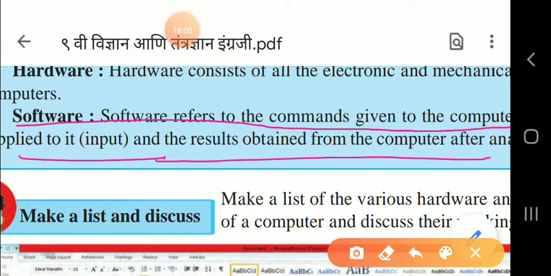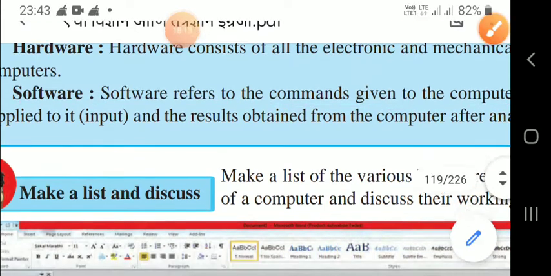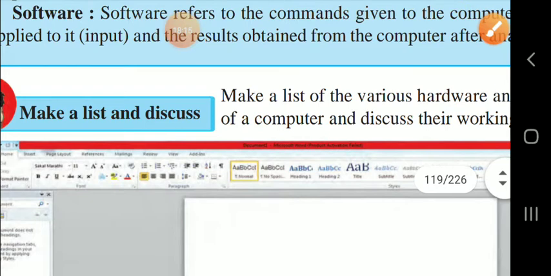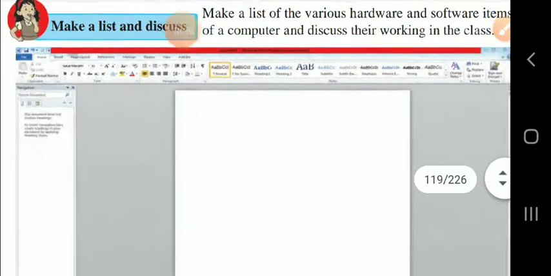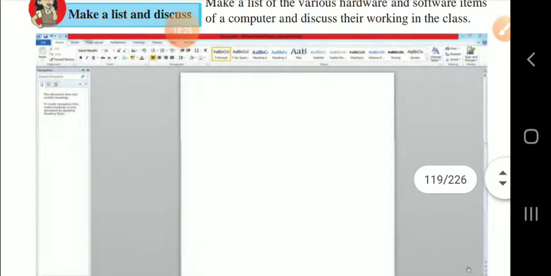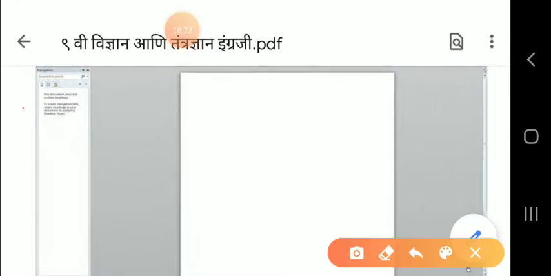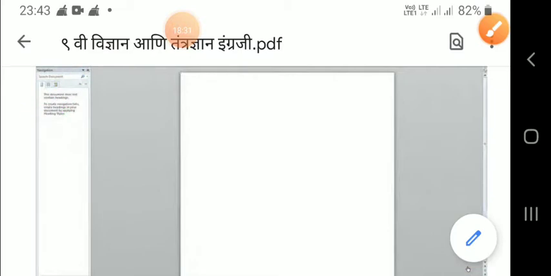Here is one activity that you have to do, children. You have to make a list of various hardware and software of a computer, and discuss their working in the class. This is the activity for you. This is homework for you. Okay children.